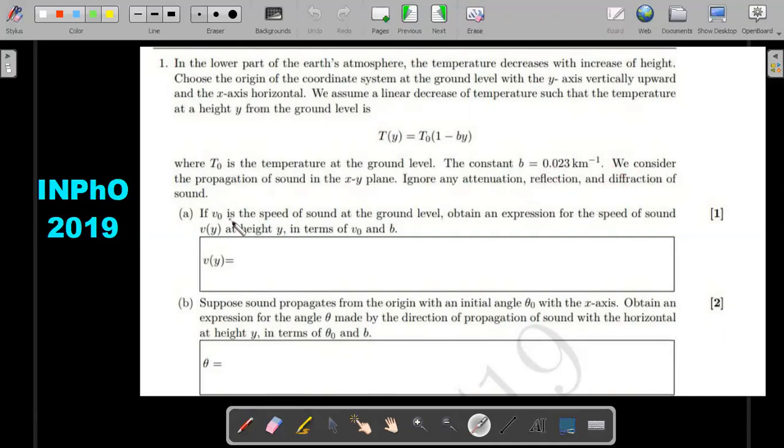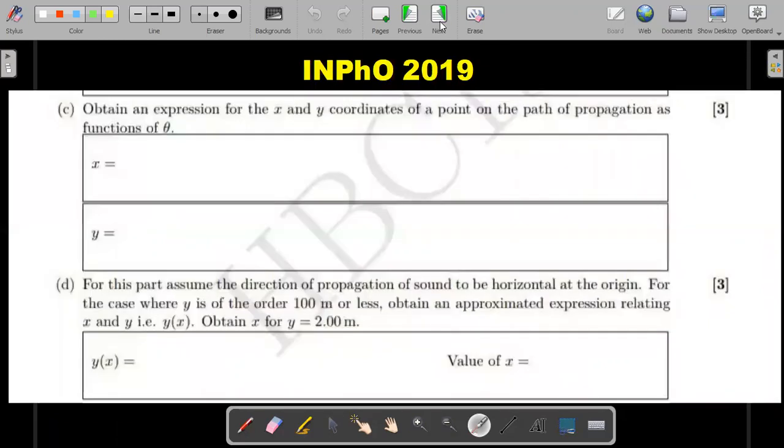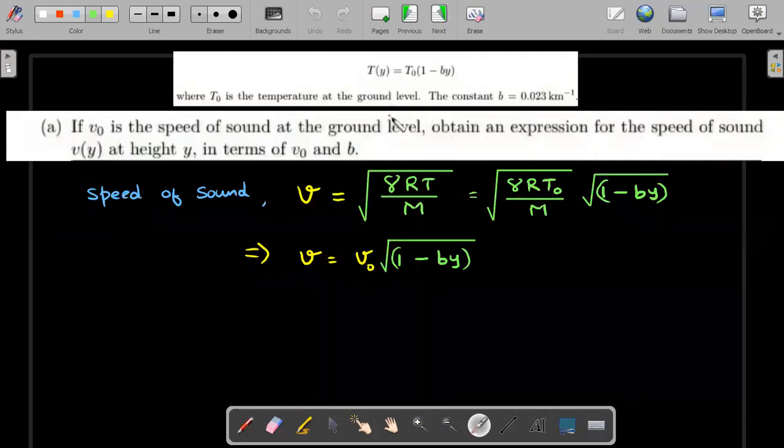So the first question: if V naught is the speed of sound at the ground level, obtain an expression for the speed of sound at a height y in terms of V naught and B. Please understand, you're talking about the lower part of Earth's atmosphere, right? So it's very close to the Earth's surface that you're talking about. So let's go question by question. I've pasted the information from the question here, and this is the first question. You could see A, right?